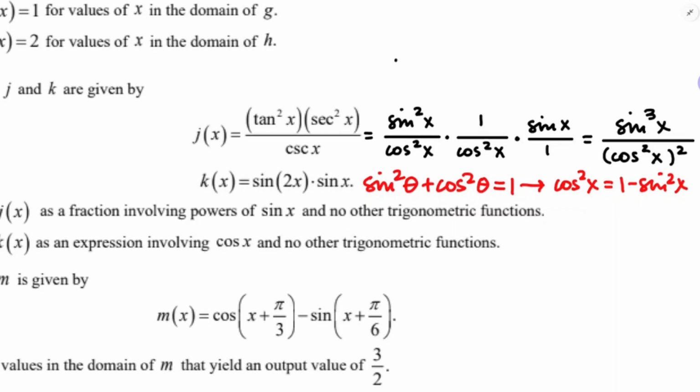So this thing now is going to equal sine cubed x divided by 1 minus sine squared x, squared. Nothing in the directions says we need to expand binomials or anything like that, so I'm just going to leave it there. That's powers of sine x, and no other trig functions. That's a strange one, but we did hit the mark.